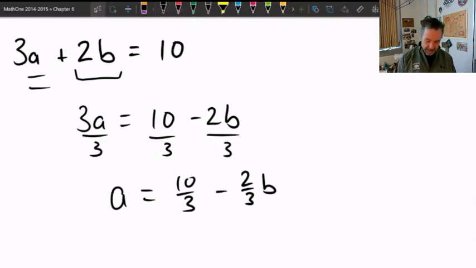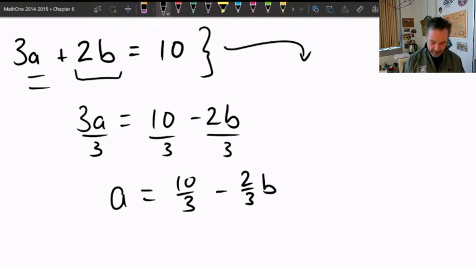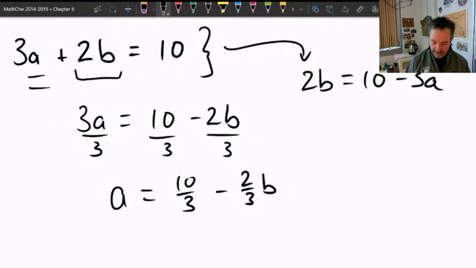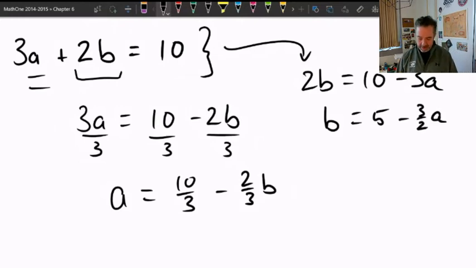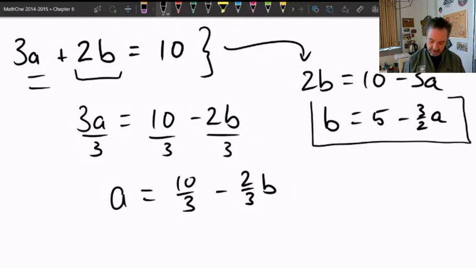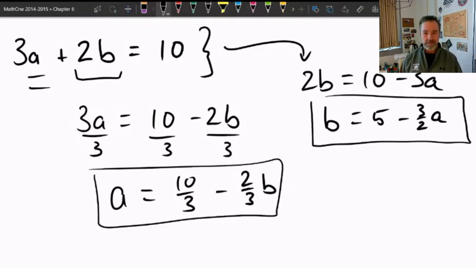Let's also solve this for B. So let's say that instead of getting A alone, I wanted to solve it for B. Same equation, but we're now going to get B alone. To do that, I'm going to take away 3A from both sides, right? So if I take away 3A from both sides, this is going to become 2B on the left equals 10 minus 3A. And now I'm going to divide every single term by 2. So this is going to become B is equal to 5 minus 3/2 of A. So now I've solved for B. So you can see I can solve for B, I can solve for A. There we go. Solving for a particular variable.